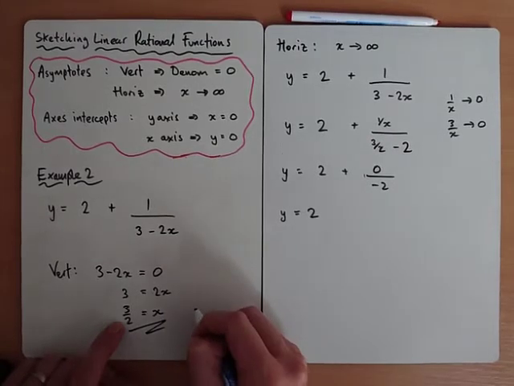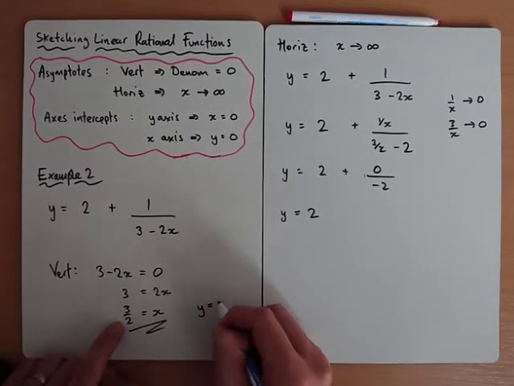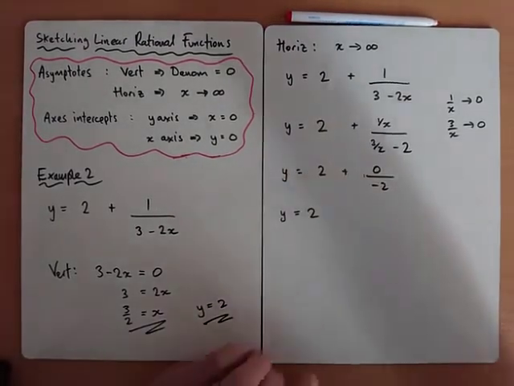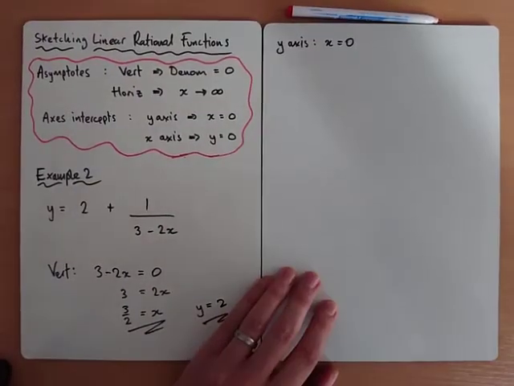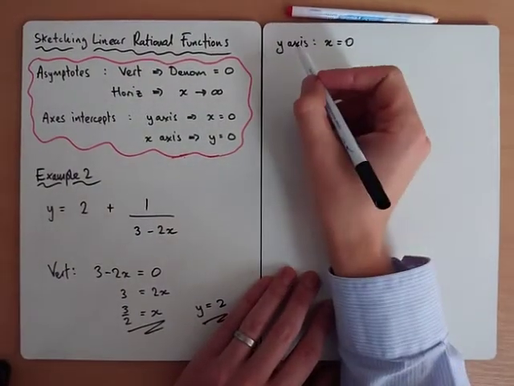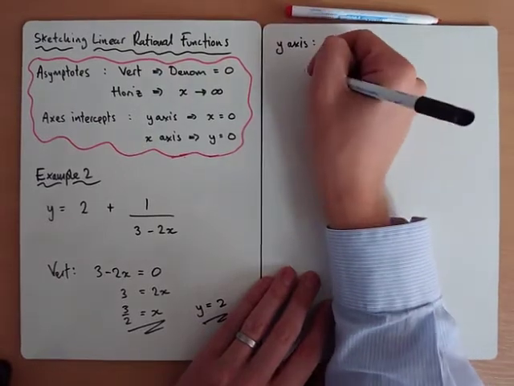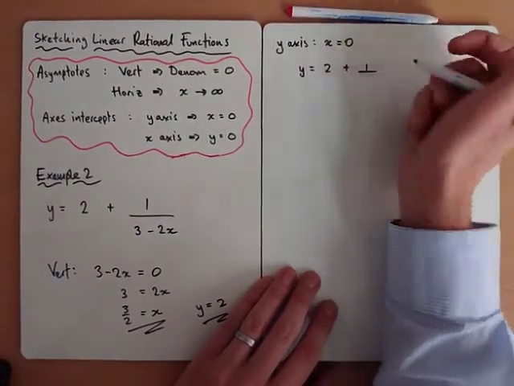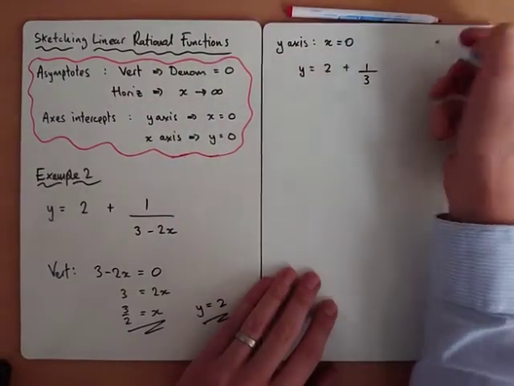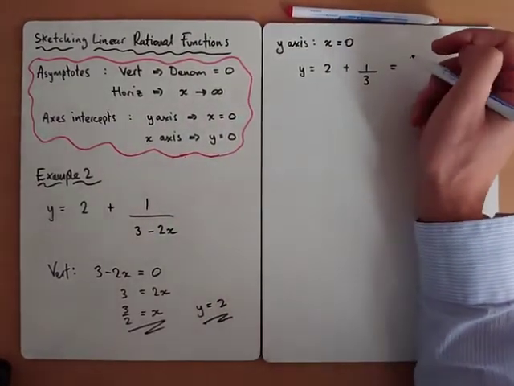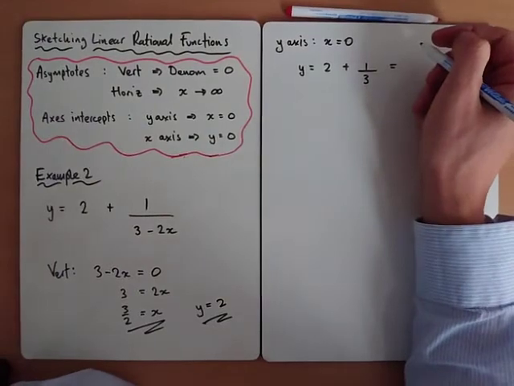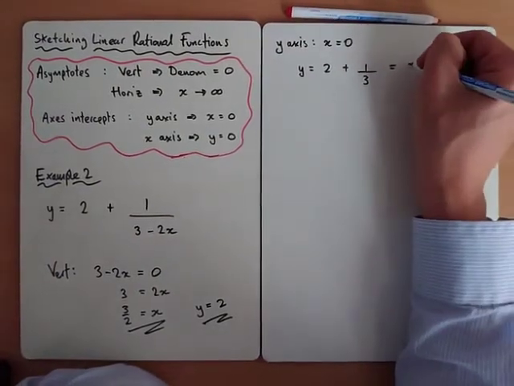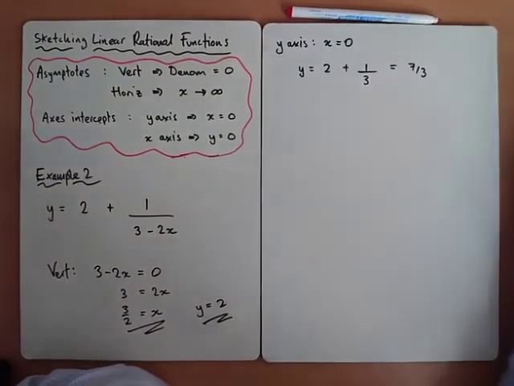Okay, so we've got our two asymptotes: x equals 3 over 2, y equals 2. Let's find where it crosses the axis. For our y-axis, we know that x equals 0. So y would equal 2 plus 1 over 3. You could write it as 2 1/3, but we don't normally use mixed numbers. Probably best if we write it as 7 over 3.